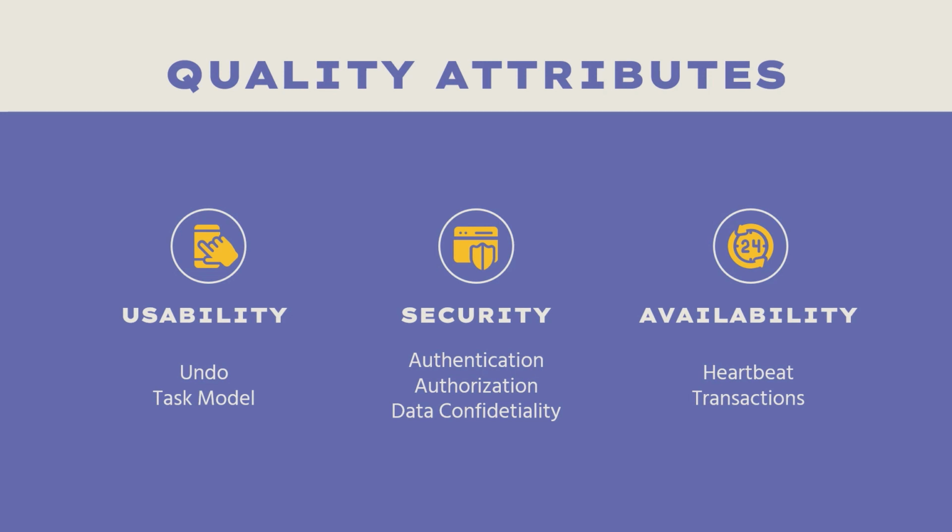Finally, when it comes to availability, we used 2 main tactics. First of all, the heartbeat, which is a component that emits a heartbeat message periodically, and another component listens to it. This basically helps the system know if there is a fault. When it comes to transactions, we try to group transactions into a bundle. So if one transaction fails, the entire bundle fails and the data will not be corrupted.